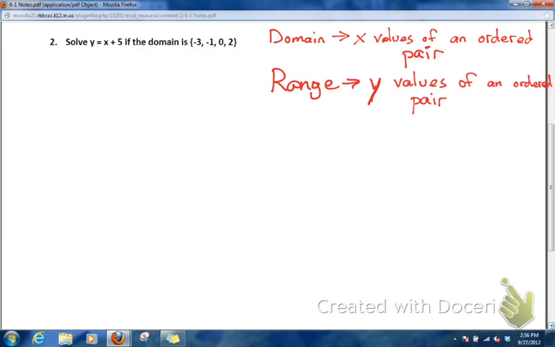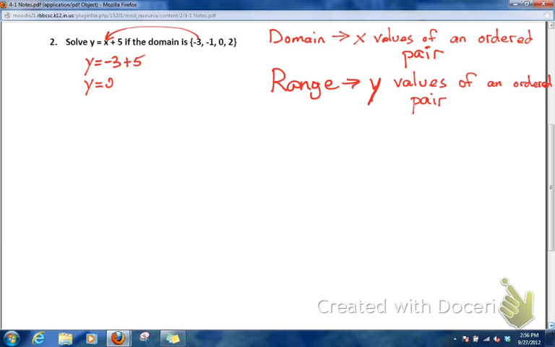Now, in this problem, they are simply giving us the domain. So in other words, all of these numbers that they're giving us are x values. These are all different x values for this same problem. So you're going to solve this problem 4 times by plugging in the given x value in place of x. So let's go ahead and do that. Solve y equals x plus 5, and first we're going to plug in -3 for x.